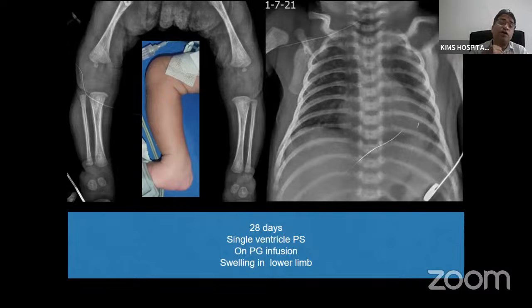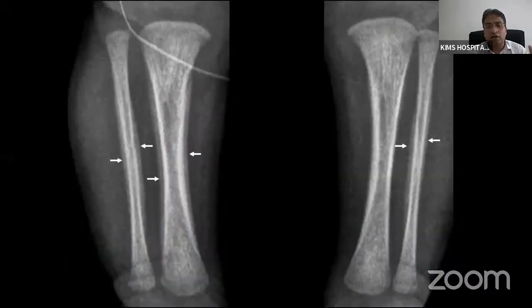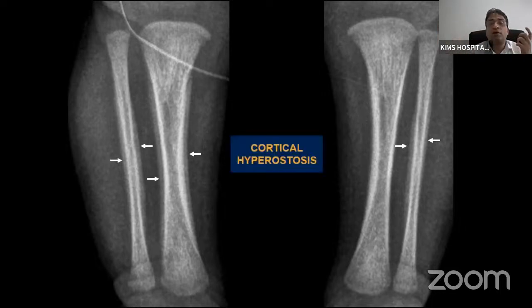We have to watch, because we are using PG, prostaglandin, so frequently, it can develop swelling in the lower limb. So this is a very rare complication of the prostaglandin. You can see on the left side there is a periosteal elevation, while in the right tibia there is no periosteal elevation. So prolonged PG infusion will cause periostitis, periosteal elevation. That is known as cortical hyperostosis.